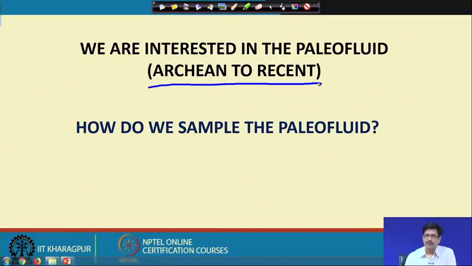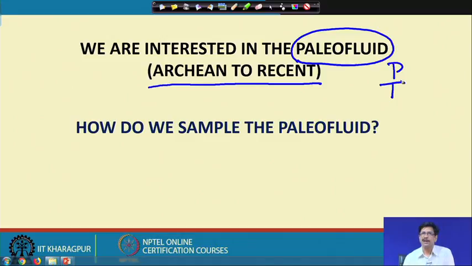So, the fluid that we are talking about, essentially we are interested in the paleo fluid. That means the fluid which operated in the earth's interior in the geological past, in terms of hundreds or thousands of millions or billions of years ago, and we are interested to work out or retrieve the information as to what were the characteristics of the fluid, what were the physicochemical parameters. When we mean physicochemical parameters, we essentially talk about the pressure, temperature, and many other compositional characteristics. So, now the question is: how do we sample the paleo fluid?